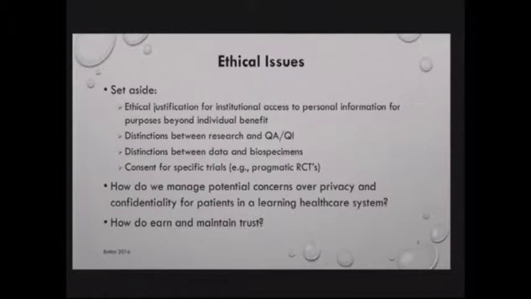The broader question I want to speak to is how do we manage legitimate and potential concerns around privacy and confidentiality? I think those are the central risks and concerns that patients and research participants have in these particular domains. And similarly, given those concerns, how do we maintain trust in the types of systems that we are developing?